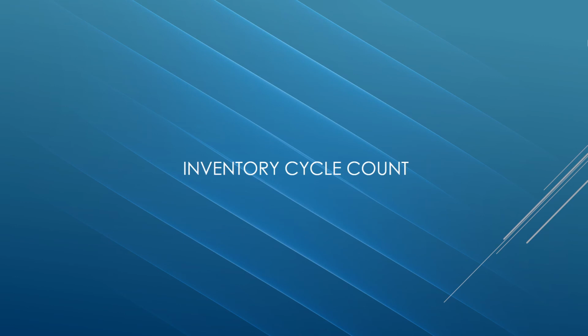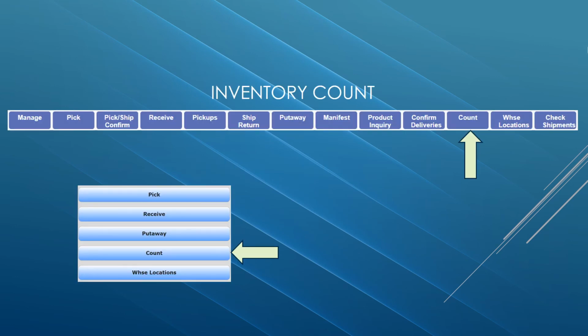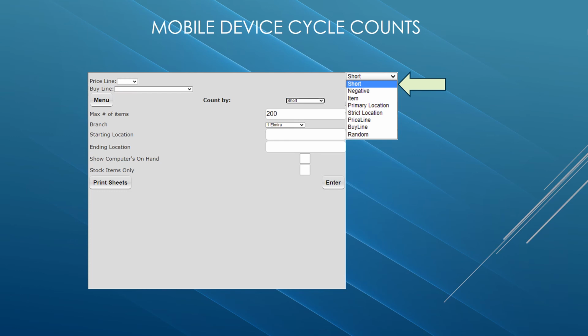Inventory cycle count. Inventory cycle counting can be done by mobile device or a paper process. But having said that, you will want to do the inventory count process using the mobile devices rather than paper, so that the counts happen in real time.